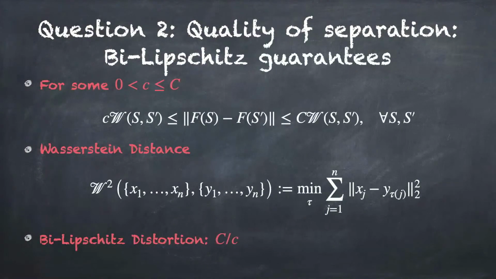So we want to be Bi-Lipschitz, and ideally we'd like the Bi-Lipschitz distortion to be as small as possible, right? So if the ratio between capital C and little c is 1, so up to scaling this is an isometry, that would be nice. Not so realistic. The larger it is, the worse we're doing, okay? So that's our second goal.